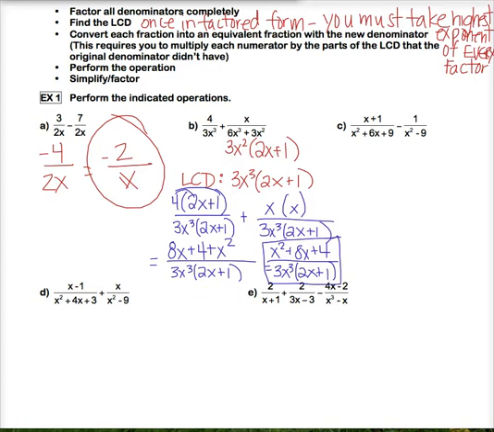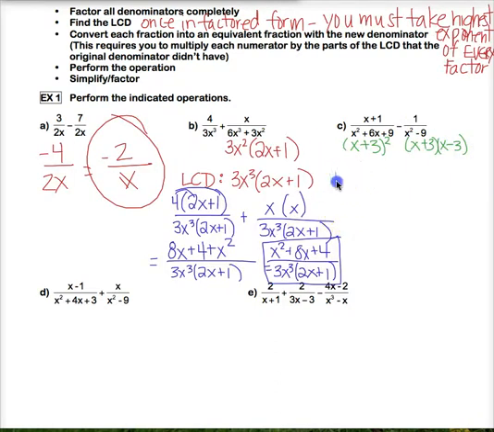All right, I know it seems very complicated. That's why we're going to do a bunch of these. So next, on C, factor the numerators and denominators, or just the denominators in this case. This is a PST. This is x plus 3 squared. This is a difference of squares. It's x plus 3 times x minus 3.